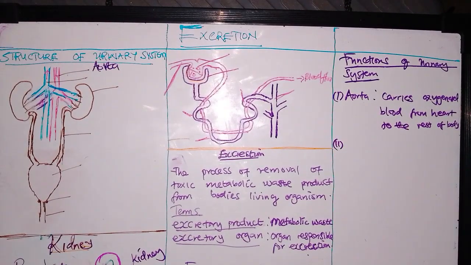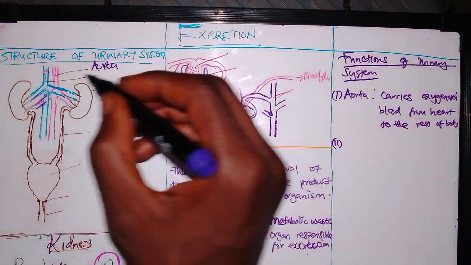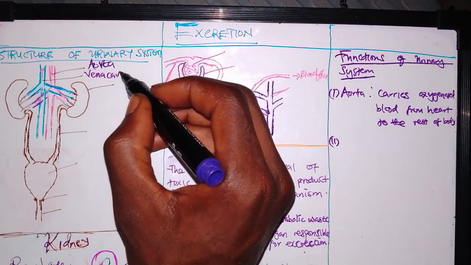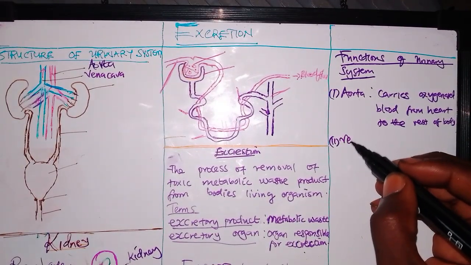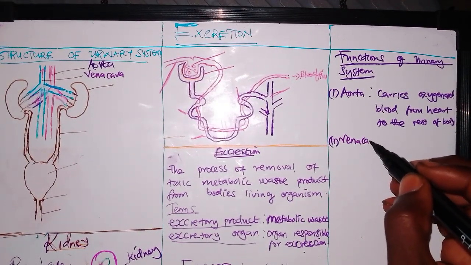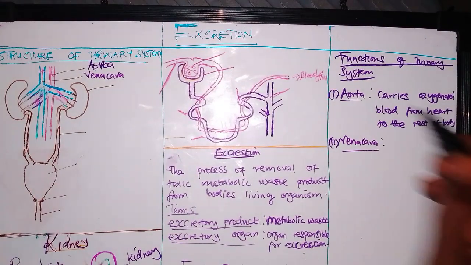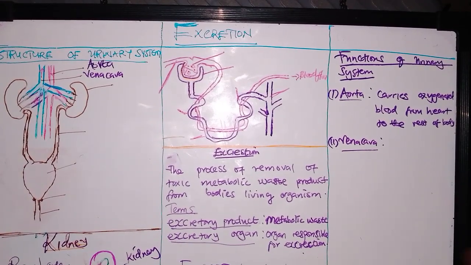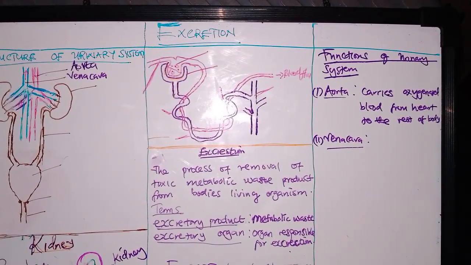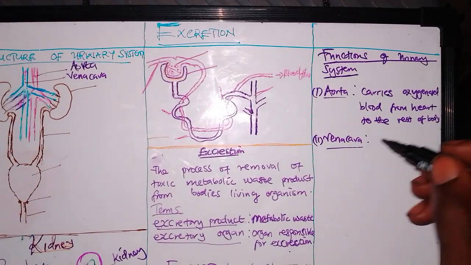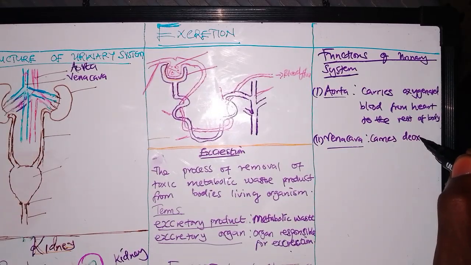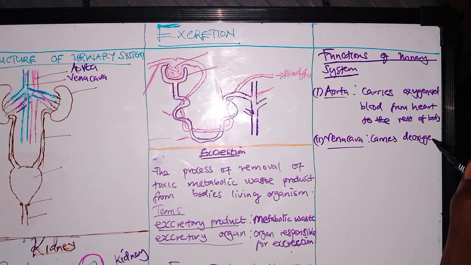Then second, we have a vein which is known as the vena cava. So this one in blue is known as the vena cava. So the vena cava is the opposite of what? Of the aorta. So the aorta here, it carries what? Oxygenated blood from the heart to the rest of the body. But the vena cava, it carries what? Deoxygenated blood, without oxygen.